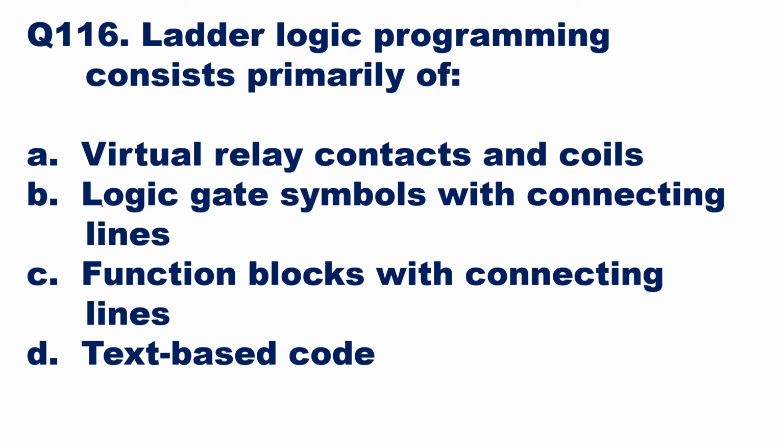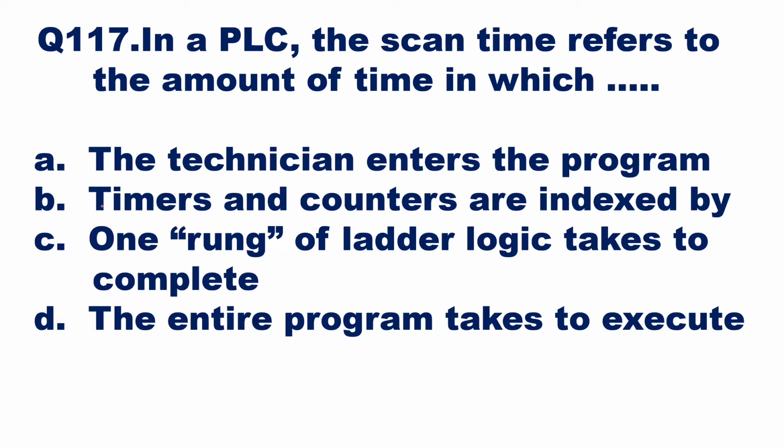Ladder logic programming consists primarily of what? Options are A, virtual relay contacts and coils. Option B, logic gate symbols with connecting lines. Option C, function blocks with connecting lines. Option D, text-based code. So out of this, option A, that is the virtual relay contacts and coils, are used in the ladder diagrams, in the rungs, in the horizontal lines. So those are virtual relay contacts and coils. So your option A will be the right answer, virtual relay contacts and coils. Then we'll go to question number 117.